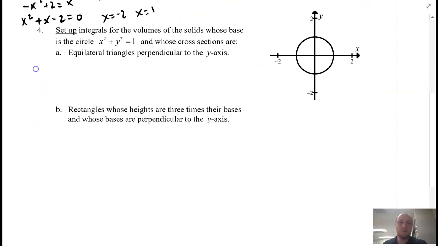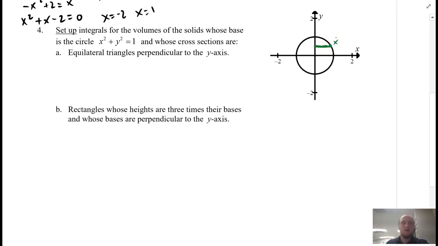All right, number 4, set up an integral for the volume of a solid whose base is the circle, and whose cross sections are equilateral triangles perpendicular to the y-axis. So now what I have are these sides that are perpendicular to the y-axis. So it looks something like this. Now this distance is going to be x, right? From here to here is x.